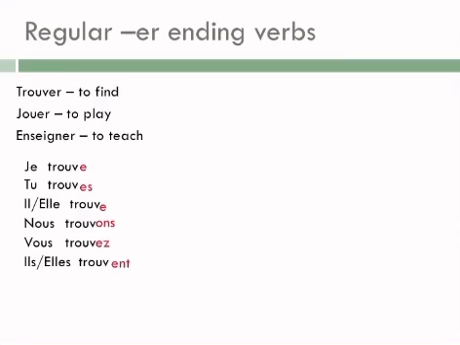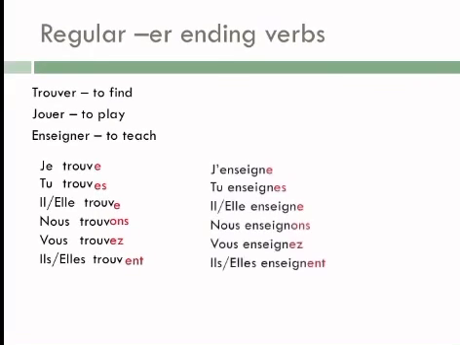Now let's see the pronunciation of the conjugated er ending verb. Repeat after me the pronunciation of all the conjugations. Je trouve, je trouve, tu trouves, tu trouves, il trouve, elle trouve, nous trouvons, vous trouvez, ils, elles trouvent. So phonetically the pronunciation of the conjugated verb with the subjects je, tu, il, elle and ils, elles is the same.